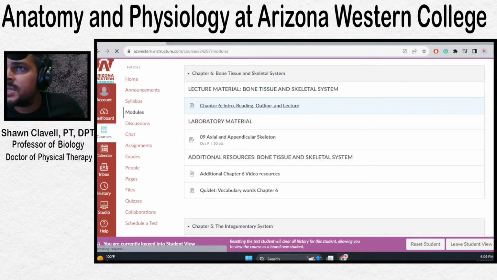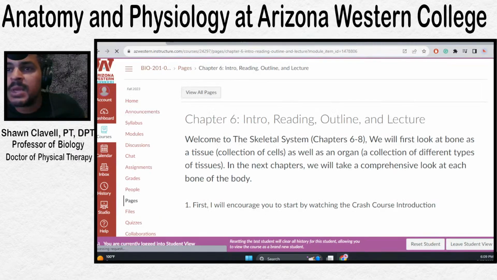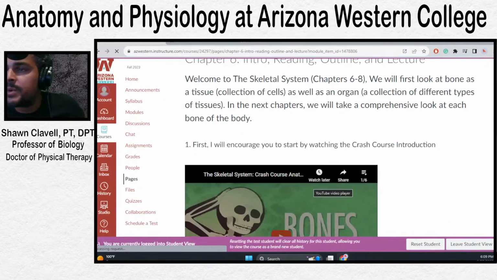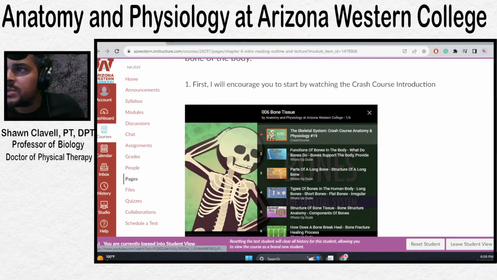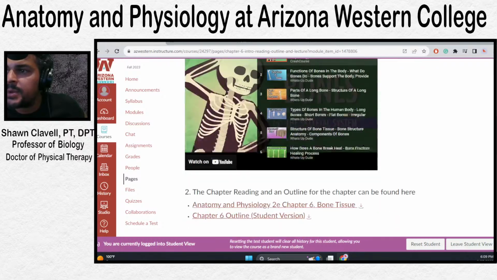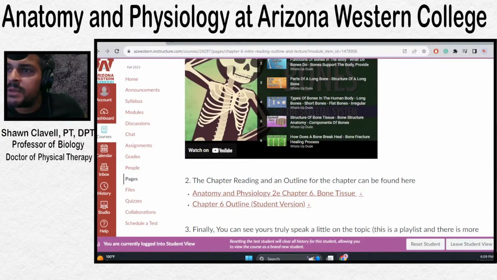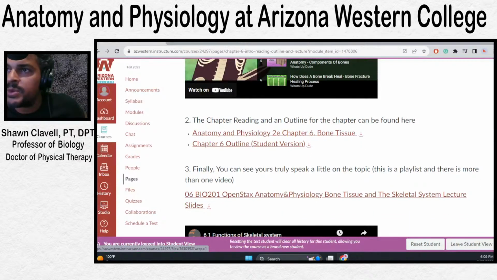Chapter 6, the lecture material, is really related to the physiological components of the skeletal system. So you'll see bone as a tissue. We'll look at the functions of the bones, the parts of a long bone, as well as the structural components of the histological structures of those bones, right? Like the tissue, bone as a tissue.